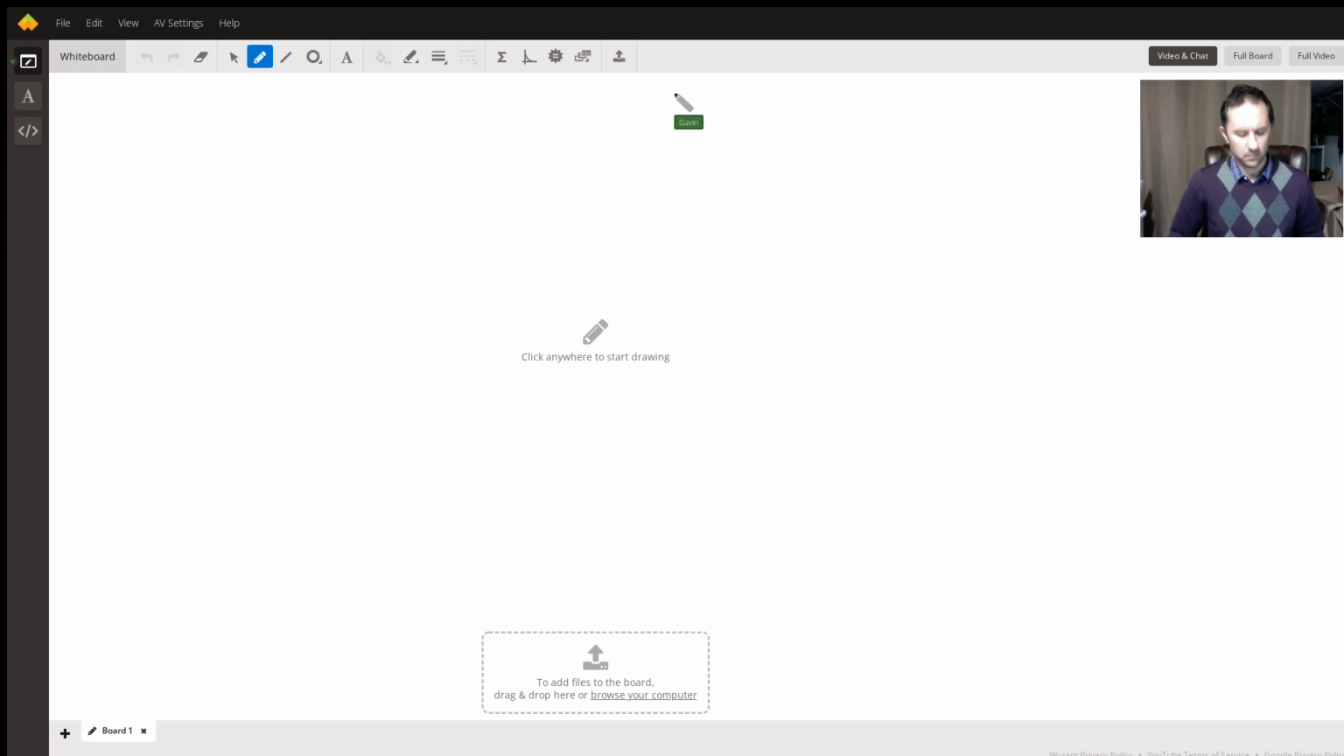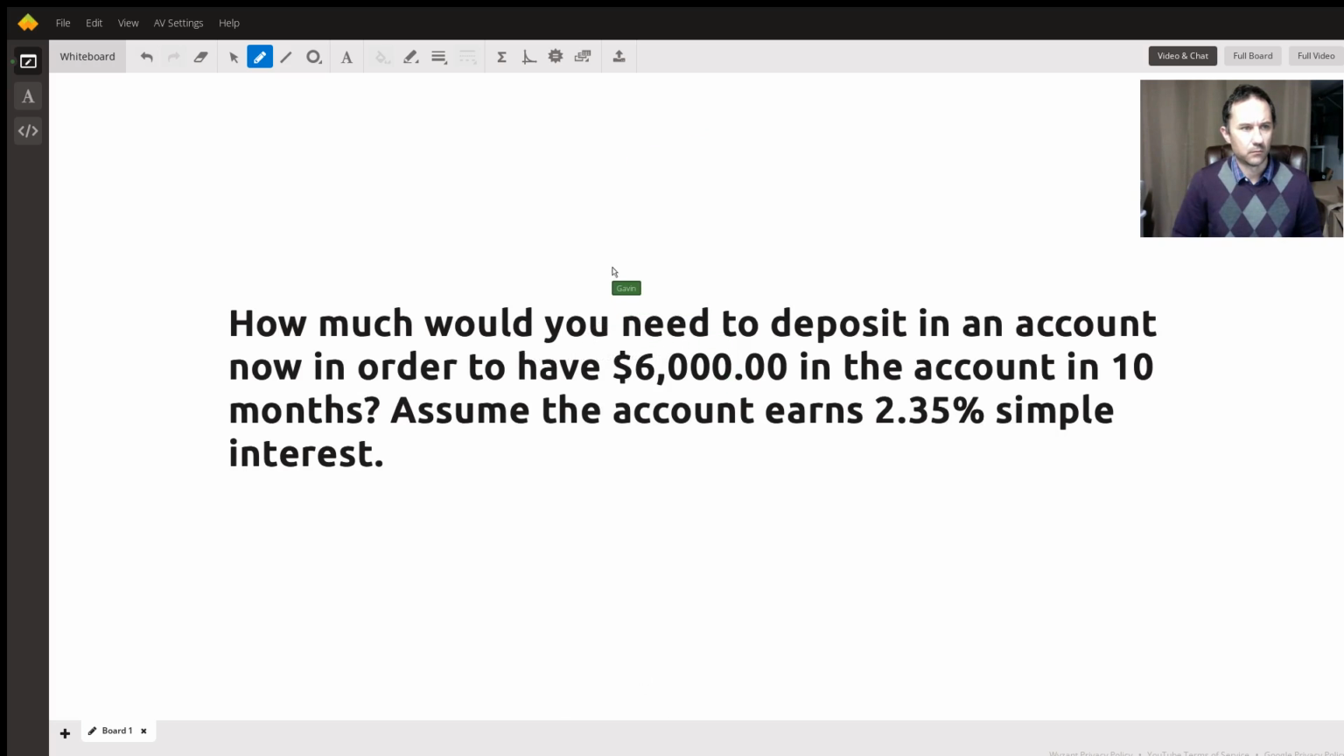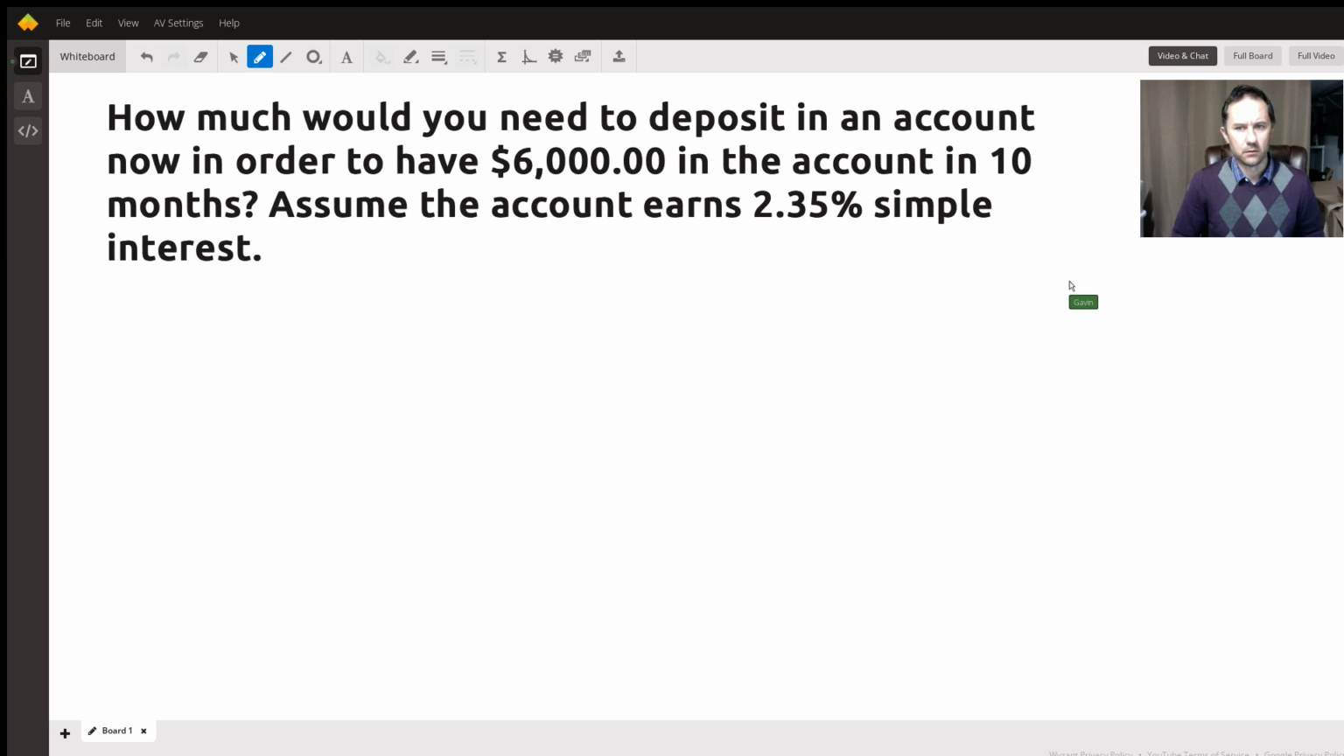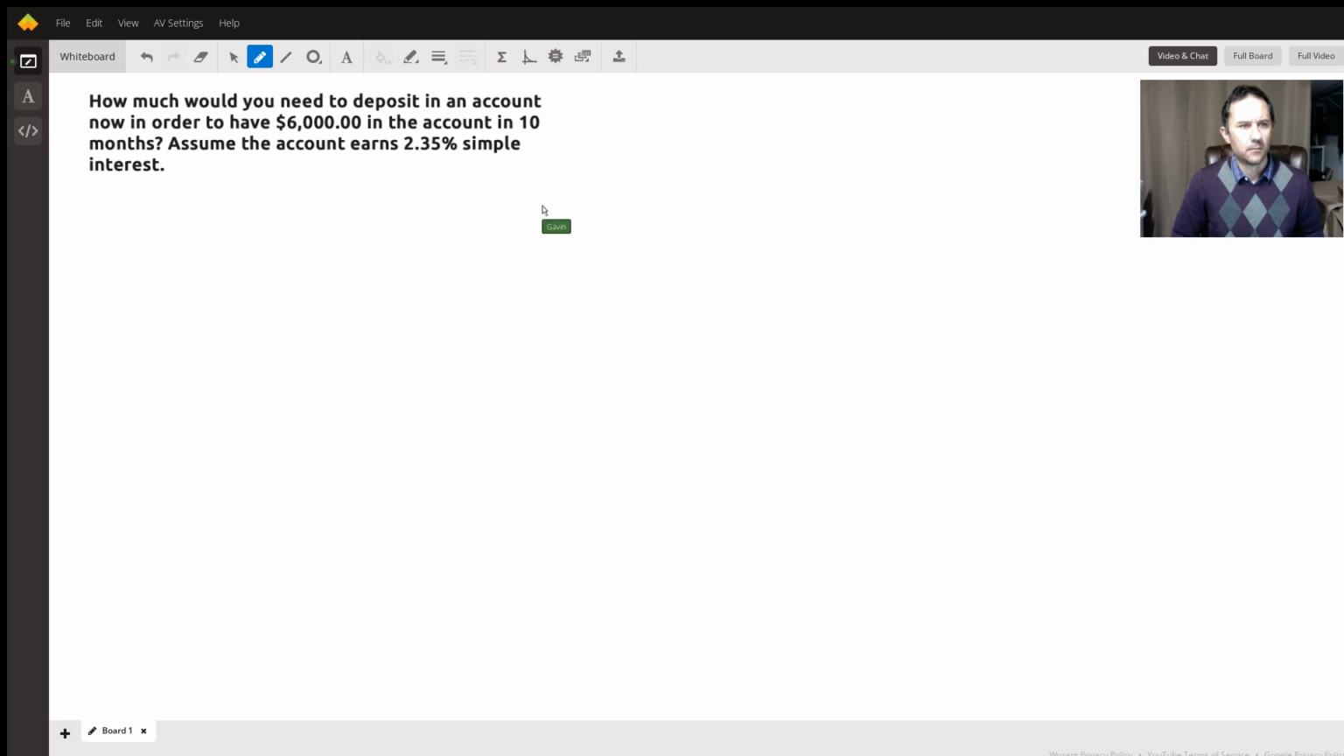Here we have a question, which was asked by one of Wyzant's students. This is a finance question. The question is, how much would you need to deposit in an account now in order to have $6,000 in the account in 10 months? Assume that the account earns 2.35% simple interest.